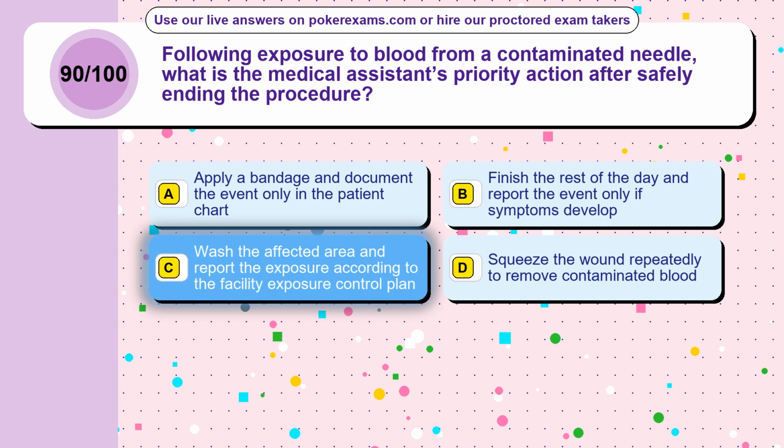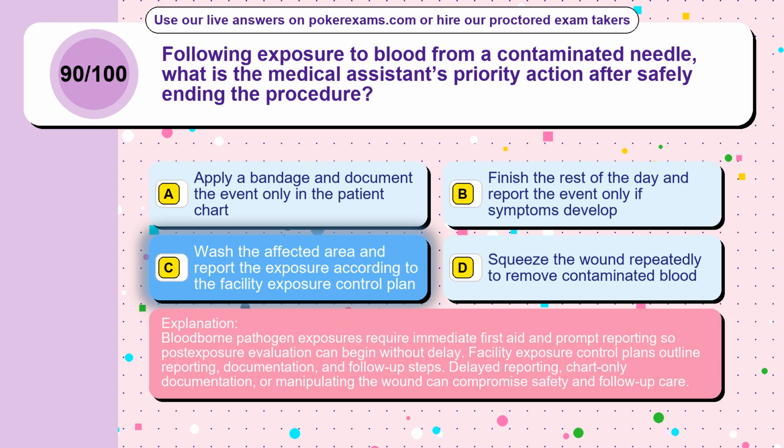Wash the affected area and report the exposure according to the facility exposure control plan. Blood-borne pathogen exposures require immediate first aid and prompt reporting so post-exposure evaluation can begin without delay. Facility exposure control plans outline reporting, documentation, and follow-up steps. Delayed reporting, chart-only documentation, or manipulating the wound can compromise safety and follow-up care.